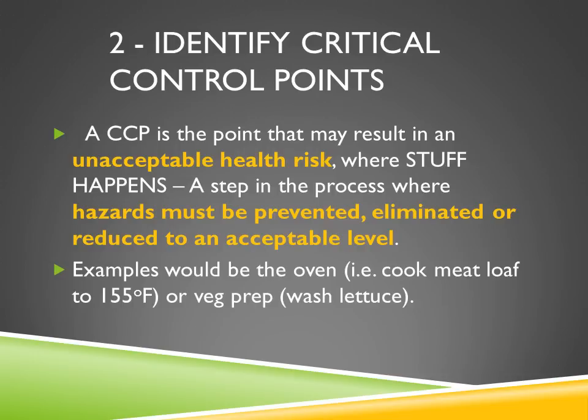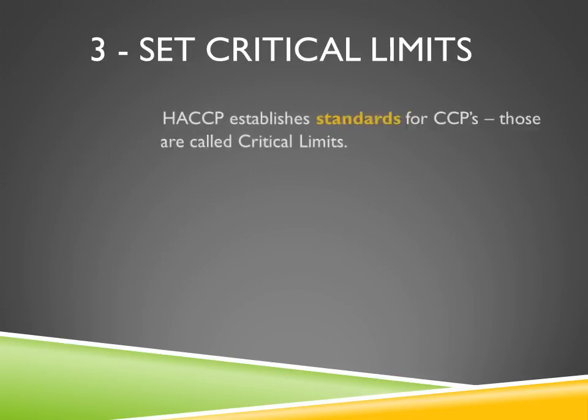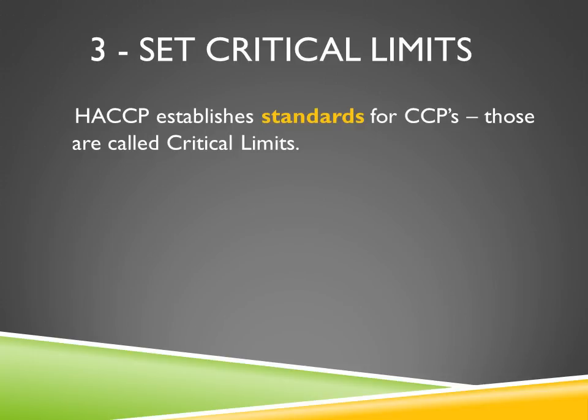Examples would be the oven, where you're going to cook the meatloaf to 155, right, to kill the bacteria. Or veg prep, where you're going to wash the lettuce to get rid of dirt. So for the hazard of bacteria, the oven would be a critical control point. For the hazard of dirt, veg prep would be the critical control point. So we figured out what the hazard was. Then in step 2, we figured out where is the best place to fix that hazard.